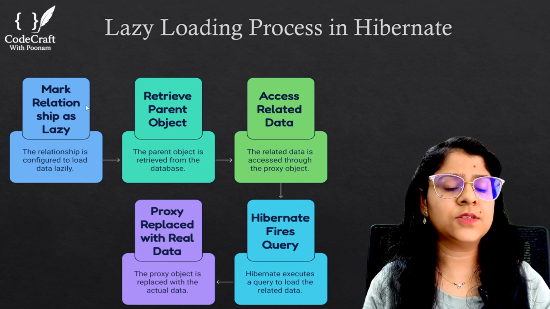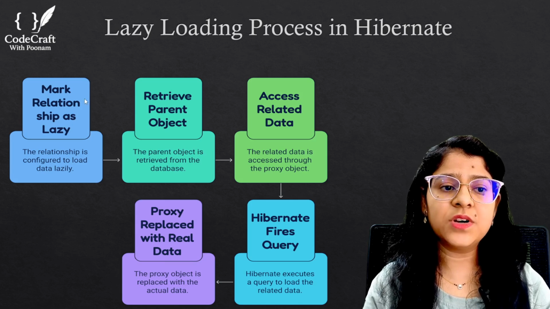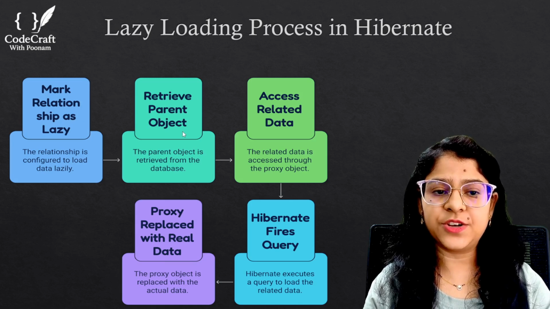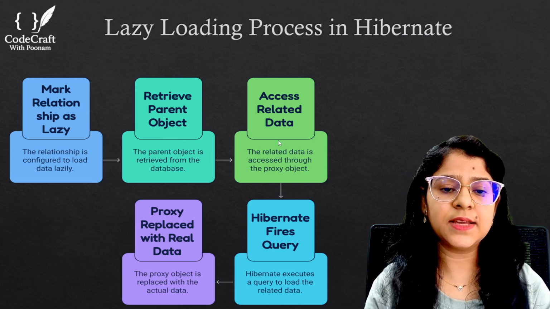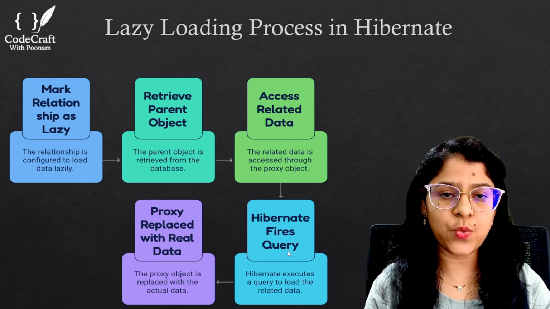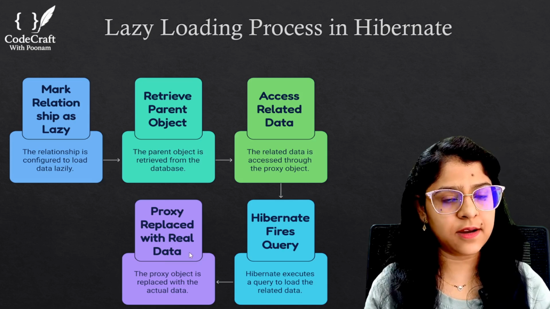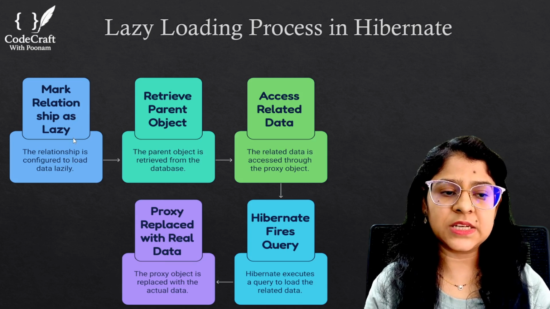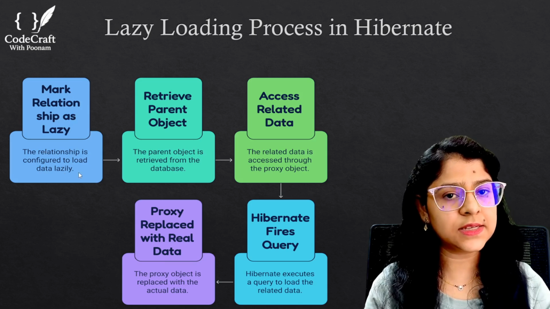Okay. So the process for lazy loading is first mark the relationship as lazy, okay, and then retrieve the parent object. After that, it will access the related data, and then based on that, Hibernate fires a query, and then the proxy is replaced with your real data. Okay, so here is what it means. Mark the relationship as lazy. It means that the relationship is configured to load data lazily.